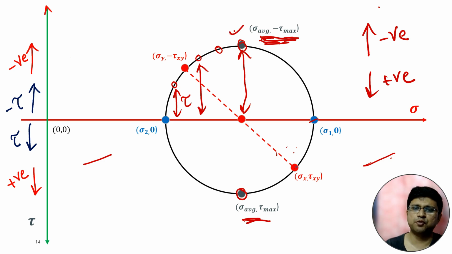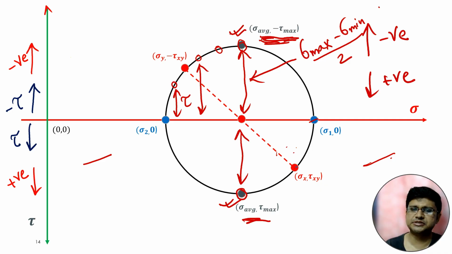But numerically, for both these 2 points, tau value is maximum. Mathematically, if we consider the value, both are actually maximum. And what is this value? The value of tau max or tau min will be the radius of the Mohr circle. The value of maximum or minimum shear stress will be the radius of the Mohr circle, and obviously the radius will be sigma max minus sigma min by 2.